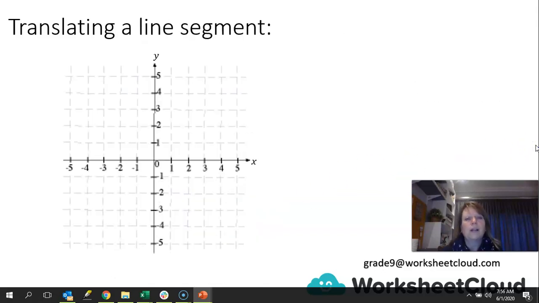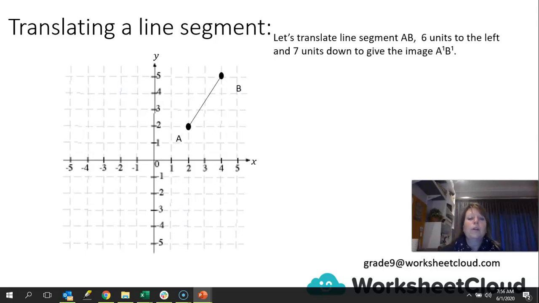Now let's look at how to translate a line segment. There's our line segment AB, and we're going to translate line segment AB 6 units to the left and 7 units down to give the image A1B1. If we translate this, we're going to have to do each point separately, and then we have to check that the line's gradient is exactly the same in our second image, in the image of AB.